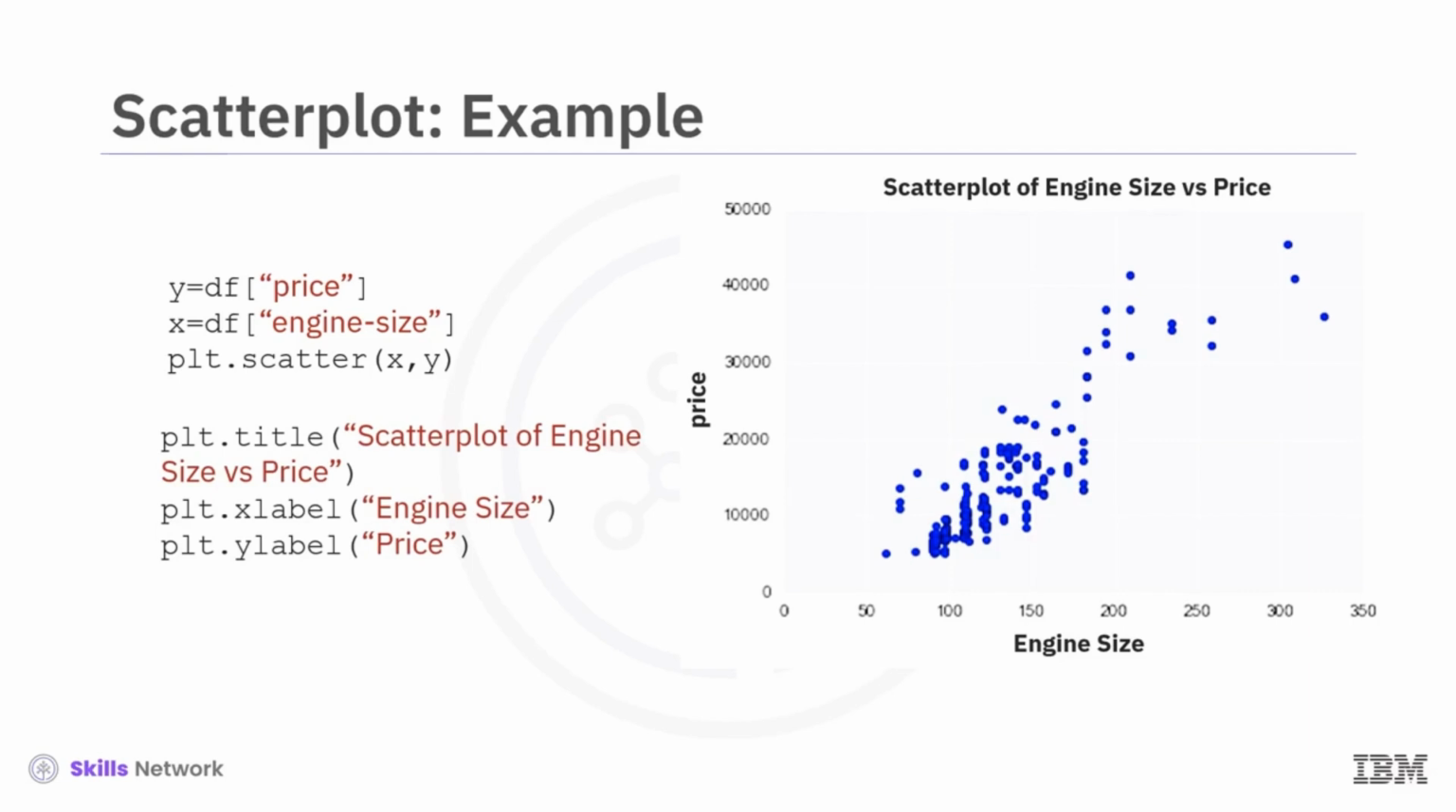Now, how is the variable engine size related to price? From the scatter plot, we see that as the engine size goes up, the price of the car also goes up. This is giving us an initial indication that there is a positive linear relationship between these two variables.